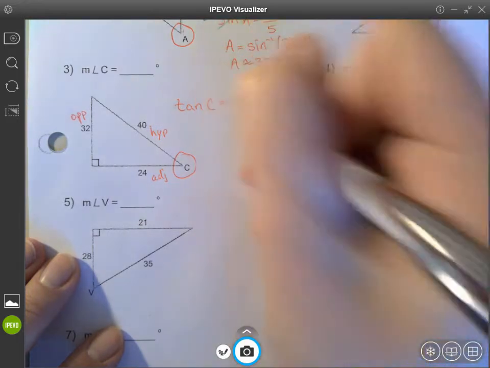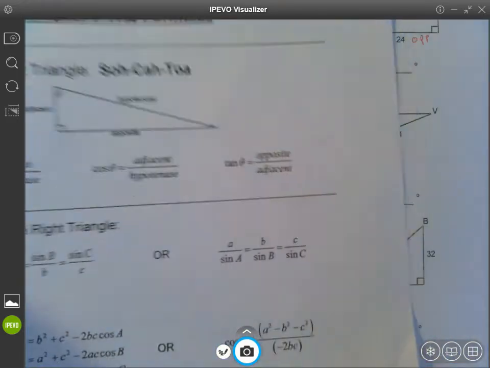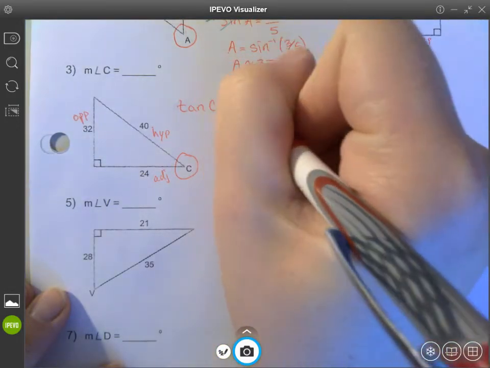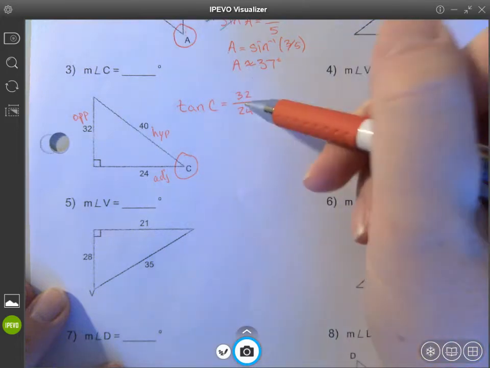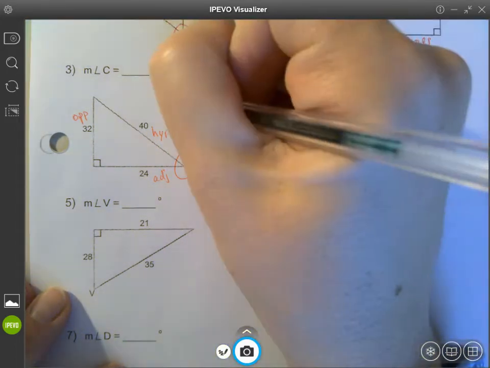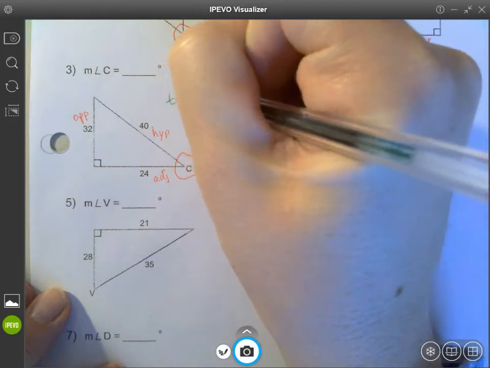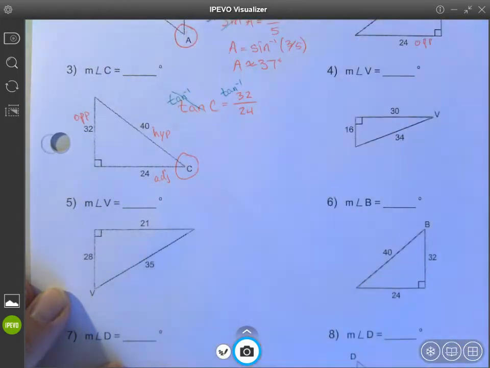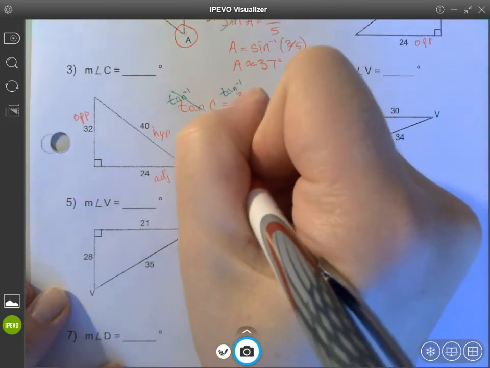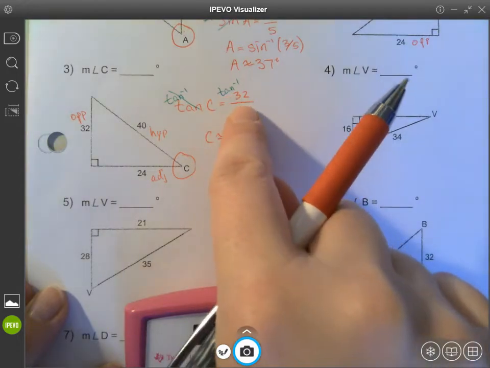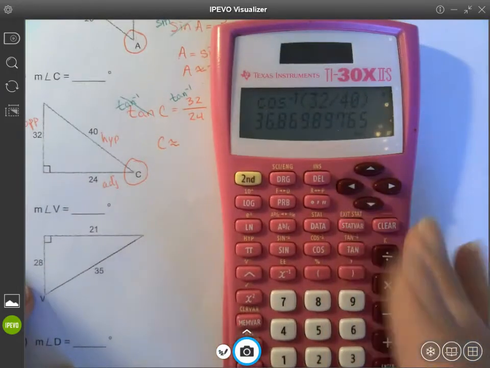Okay, so if I'm using tangent, tangent is opposite over adjacent. So opposite 32, adjacent 24. Again, we don't have to reduce, but we typically would. I'm going to come in to get rid of the tangent. To find a missing angle, I'm going to use the inverse. So that cancels, and I get C is approximately. And again, as long as I'm showing that I'm taking the inverse, I don't need to rewrite it. That's your call if you want to rewrite it.